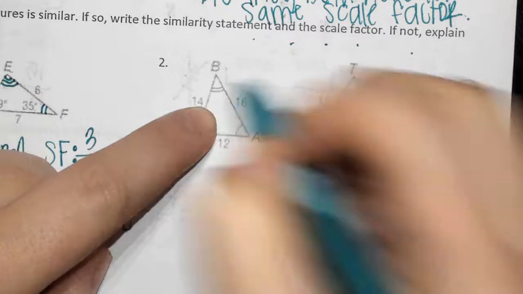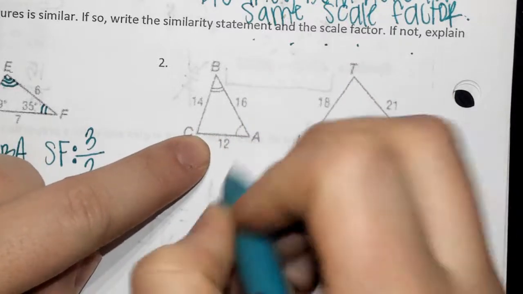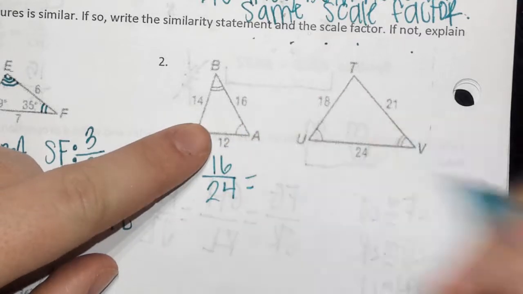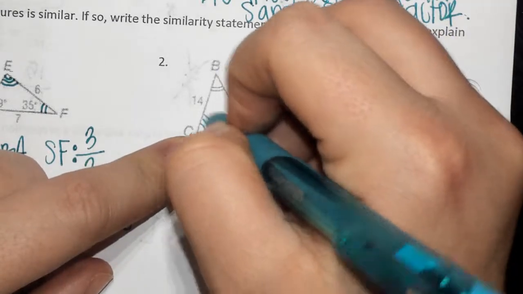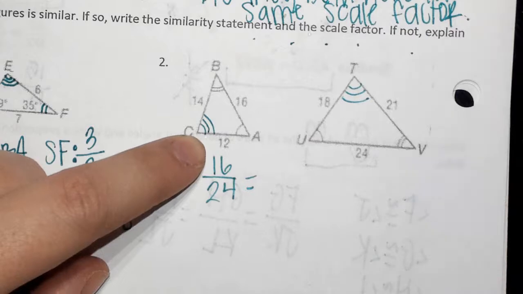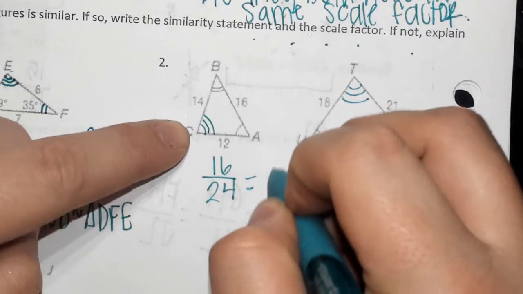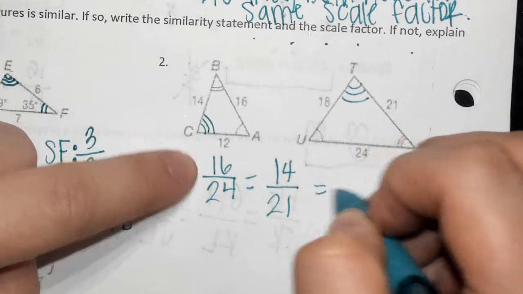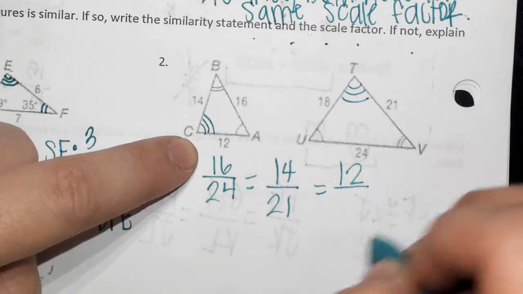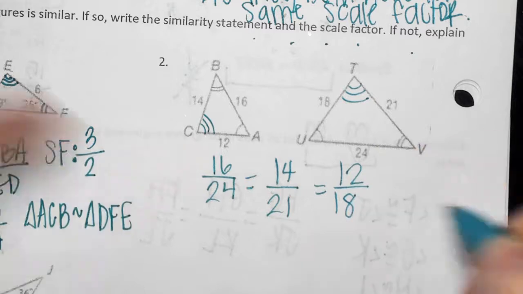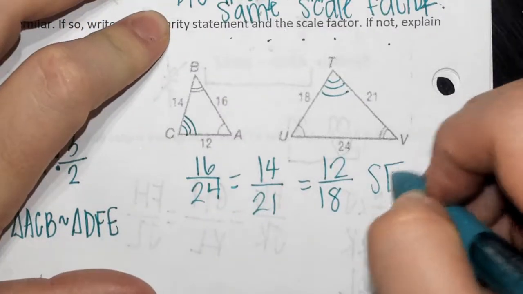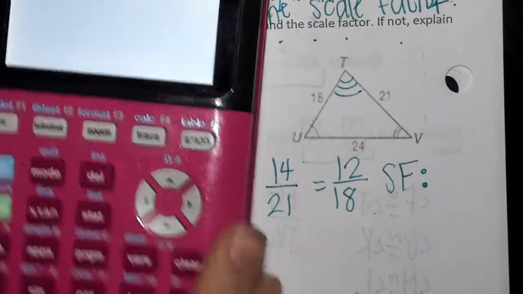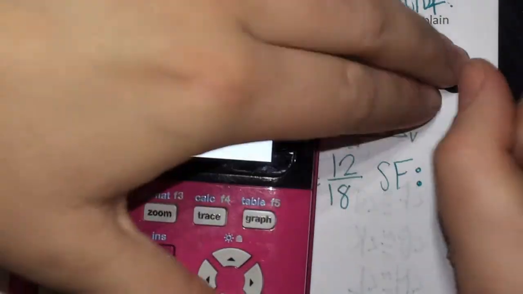So if that's 1 to 2, 1 to 2, I would have 16 to 24. And then this is 3, 3. So then 2 to 3 would be 14 to 21. And then we'd have 12 to 18. What was their scale factor? 2/3? Do they all have the same scale factor? Okay, we'll trust you.